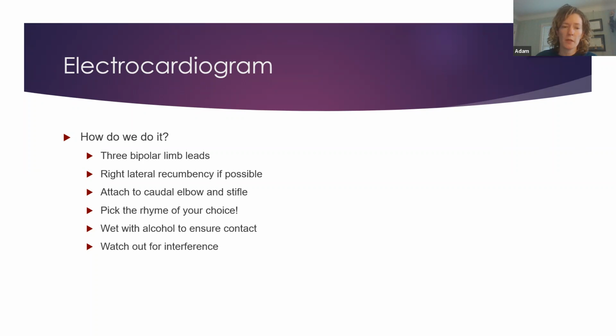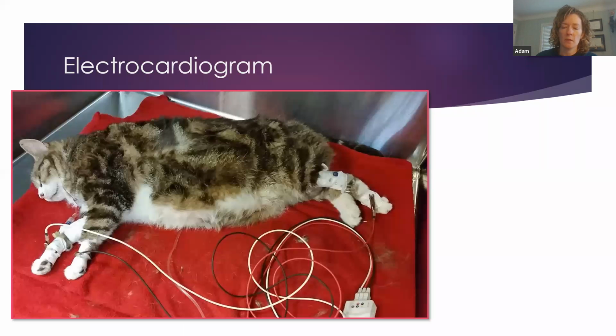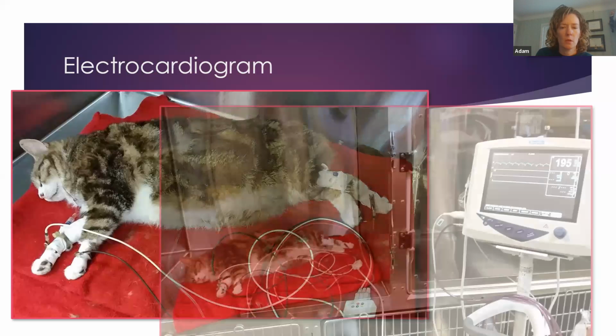Pick the rhyme of your choice. Many of us went to Michigan State, and so we learned green and white is always right, and Christmas comes at the end of the year. So the white goes on your front right, and then the red lead goes on the back leg. But there's a whole bunch of different ones, and if you need a little mnemonic, ask some of your colleagues and they can come up with something.